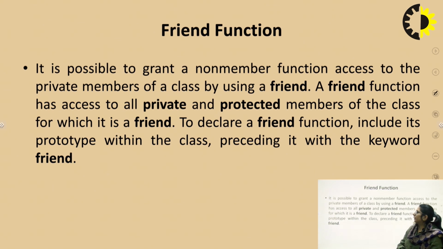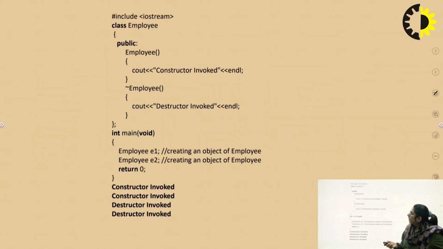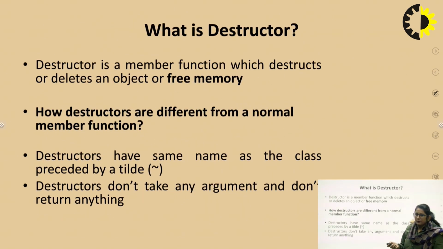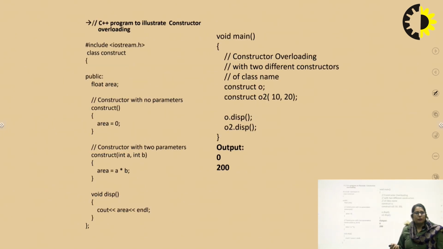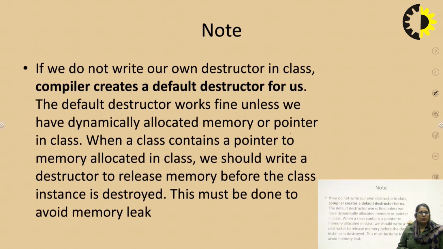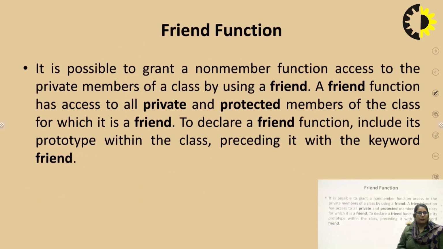Another important concept is here. We have seen the constructor, destructor, parameterized constructor, and constructor overloading, with two constructors in a class at one time: one parameterized and one default. After covering all these important concepts, we have another important concept, that is the friend function.